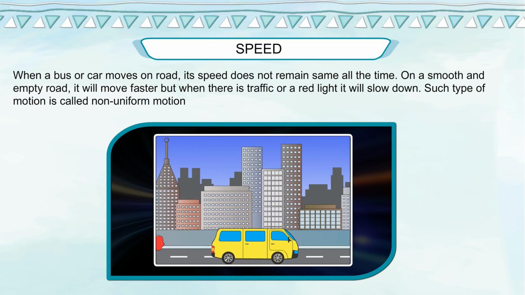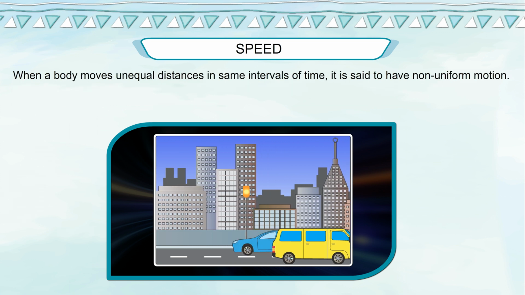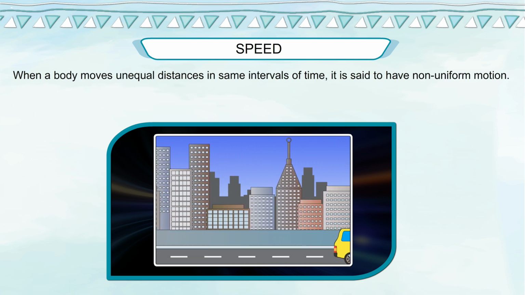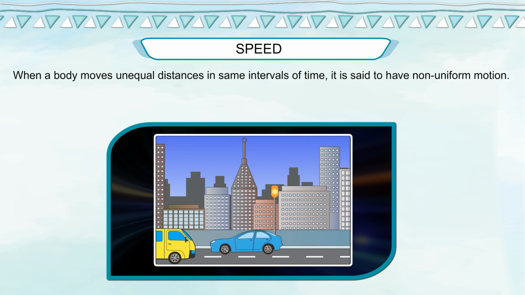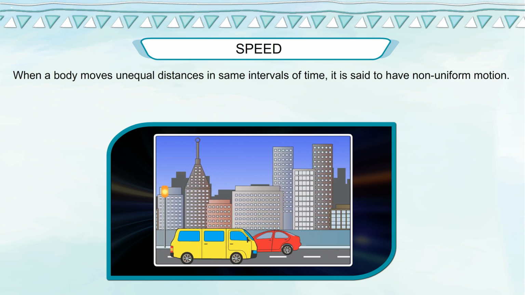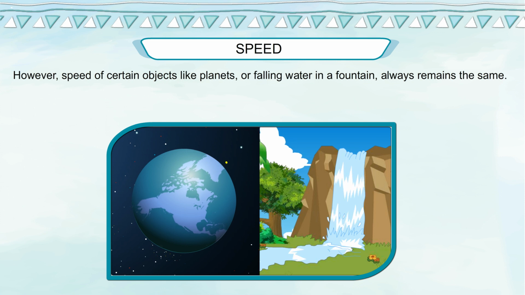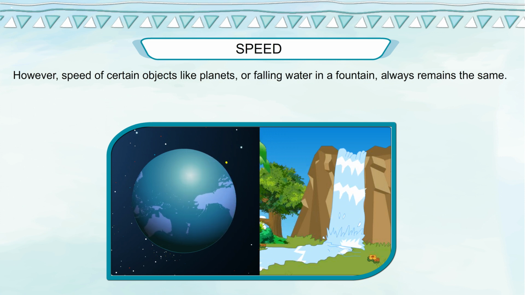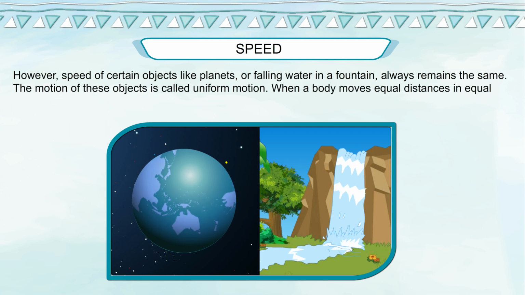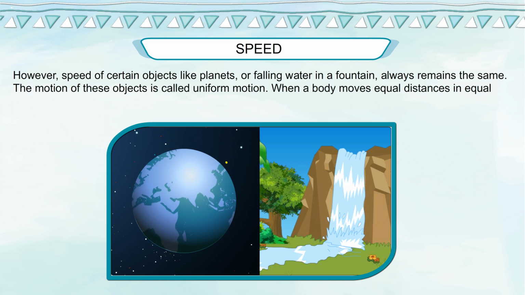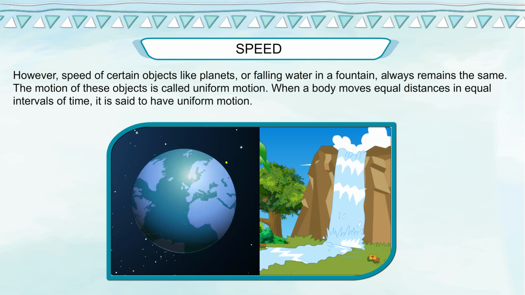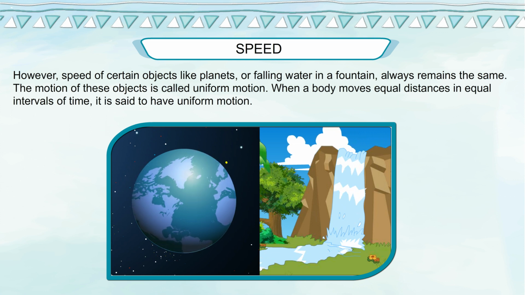Such type of motion is called non-uniform motion. When a body moves unequal distances in same intervals of time, it is said to have non-uniform motion. However, speed of certain objects like planets or falling water in a fountain always remains the same. The motion of these objects is called uniform motion. When a body moves equal distances in equal intervals of time, it is said to have uniform motion.